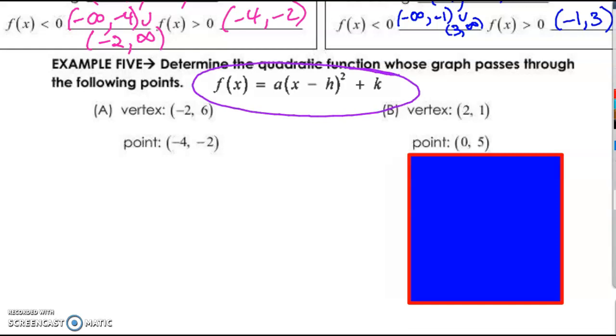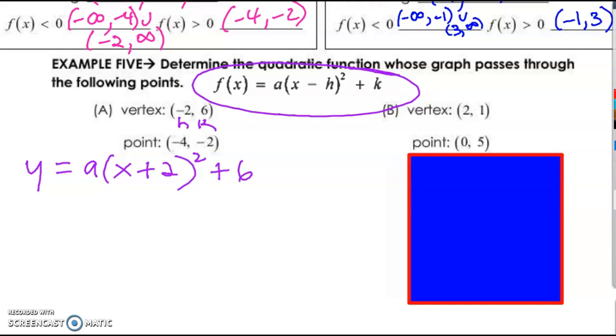vertex form, when you're given the vertex and a point. Let's go ahead and I'm going to rewrite f of x as y equals, okay, we don't know what a is, but we do know that this is our h and this is our k. Our x, so it's going to be x plus 2, because our h is -2, and then squared, because it's a quadratic, and then plus 6 for our k.